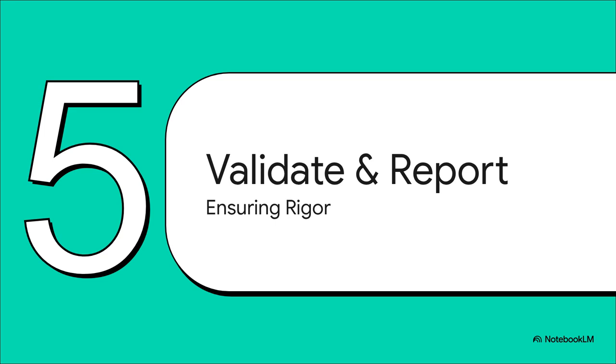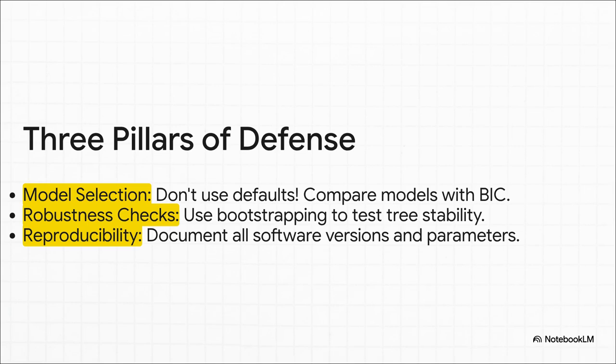Okay, so you've run your analysis, you have a tree. Awesome. But, and this is a big but, we are not done. This final step, validation and reporting, is arguably the most critical one for ensuring your research can actually stand up to scientific scrutiny. You have to check your work and be totally transparent about how you got there. I like to think of this as the 3 pillars of a defensible phylogeny. First up, model selection. Do not, I repeat, do not just use the default settings. You need to compare different models and justify your choice.